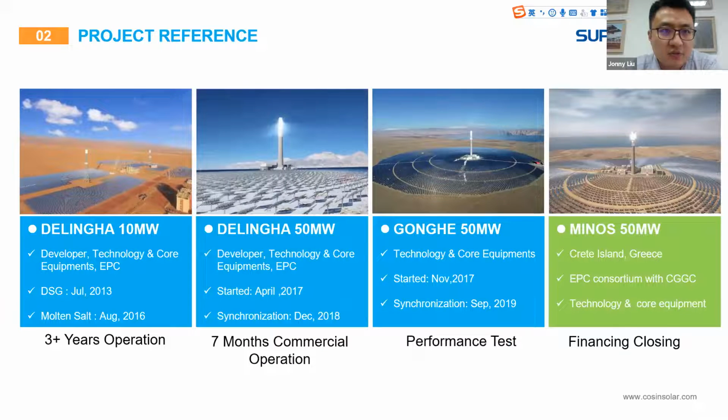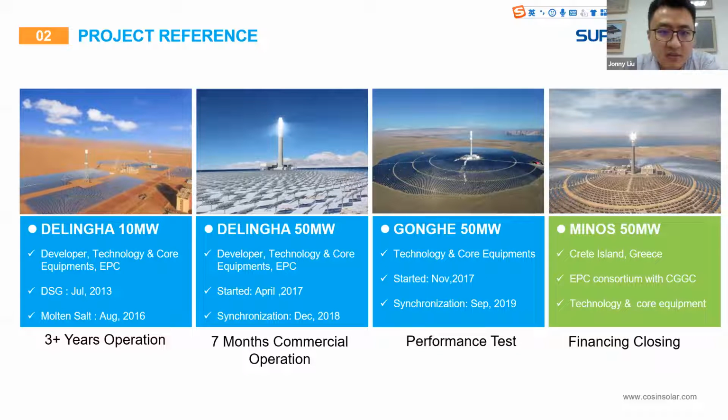We have four main project references. One is called Delingha 10 megawatts. This project has three years of operation. In the very beginning, it was a steam receiver, and we changed it in 2016 to molten salt. Now it has run for three years with nice performance.